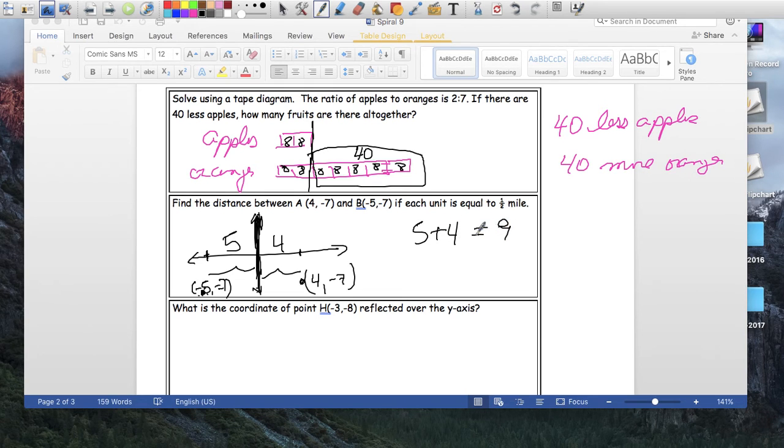I'm not done. It says here what would be the total distance if each unit equals half a mile, so you can do 9 times half a mile, or 9 times 0.5, your choice. If you do 9 times a half, you can put the 9 over 1, and 9 times 1 is 9, and 1 times 2 is 2, and 9 over 2 is simply 4.5, and you would get the same answer over here, 4.5.